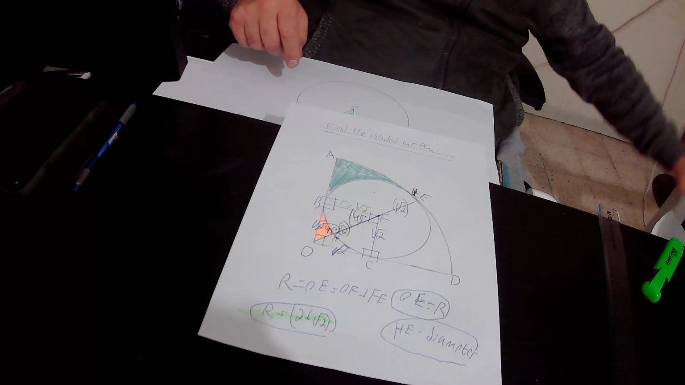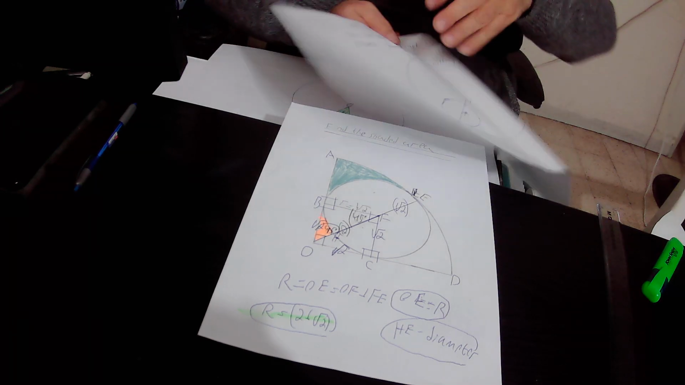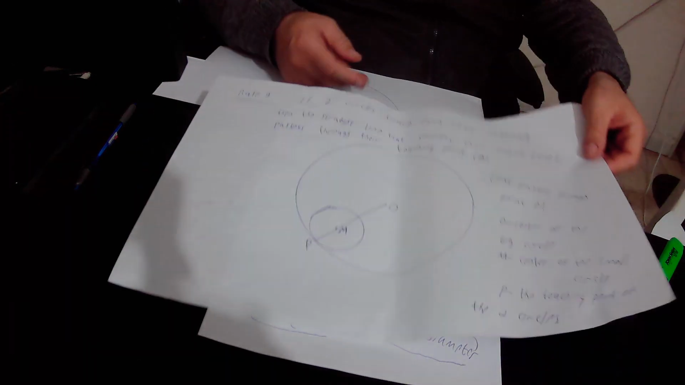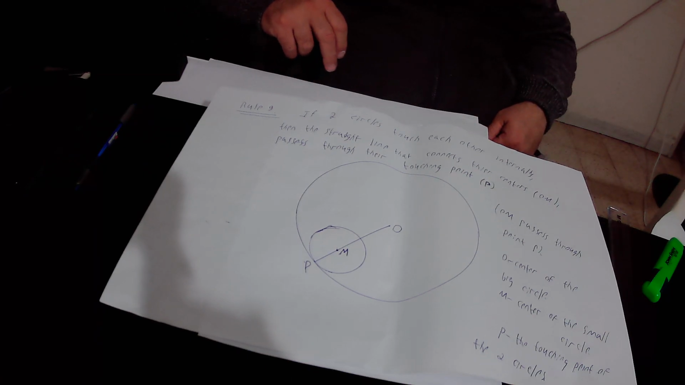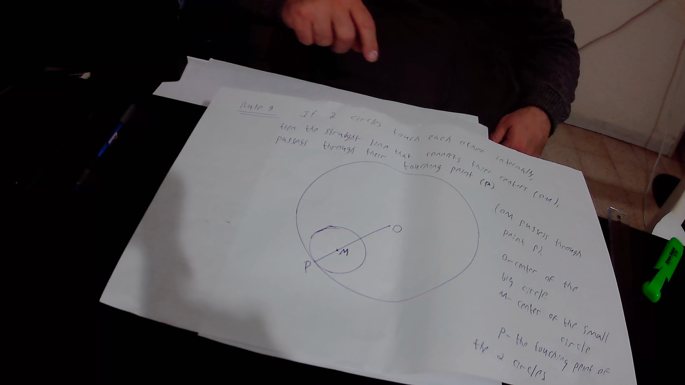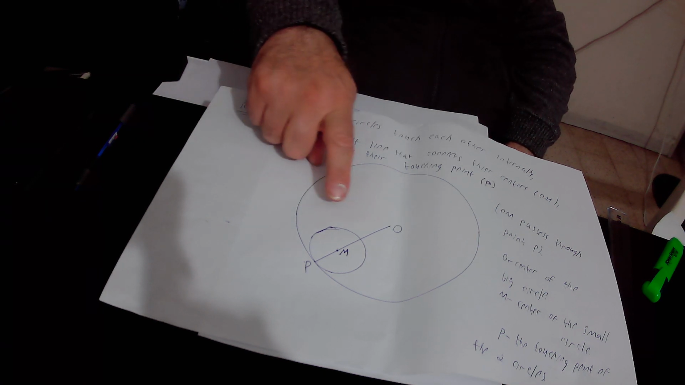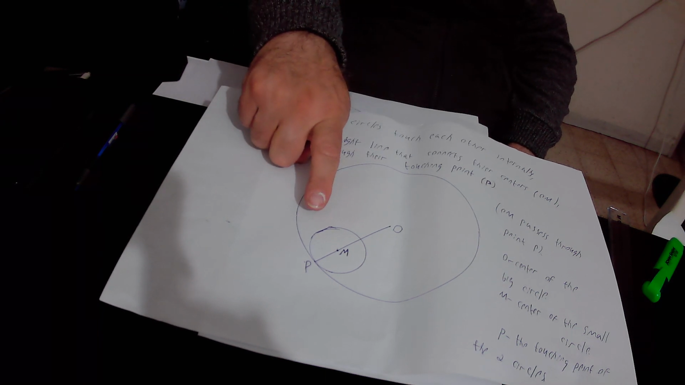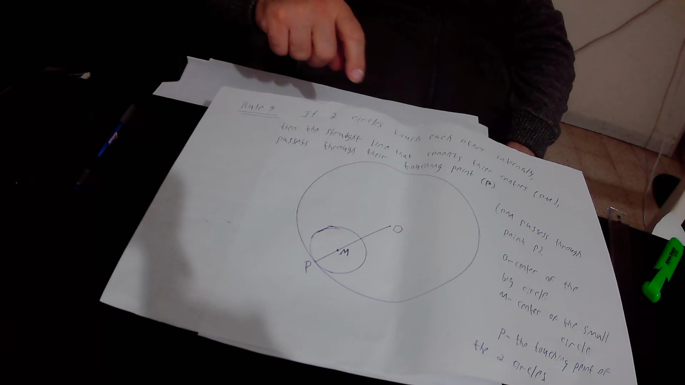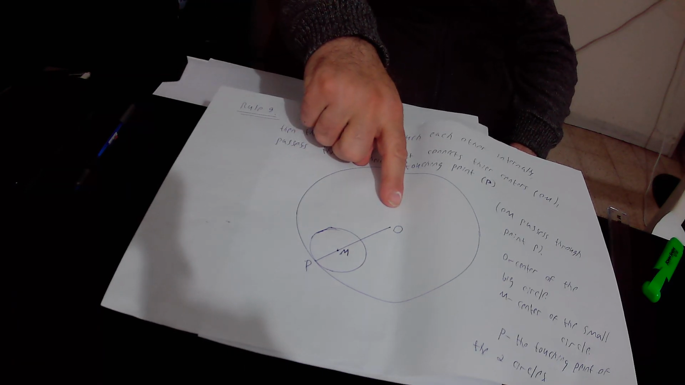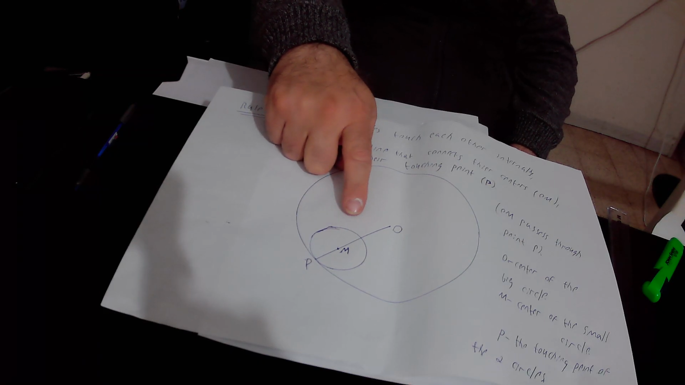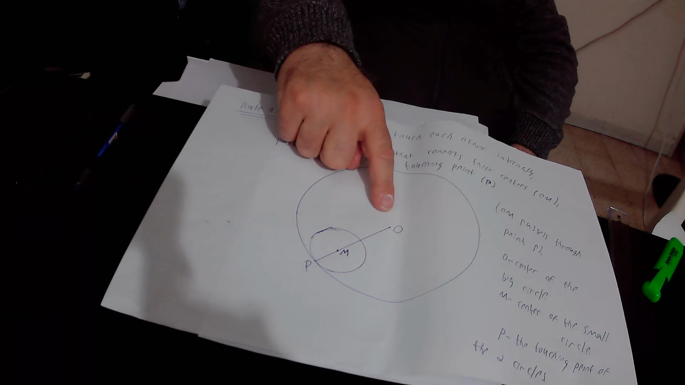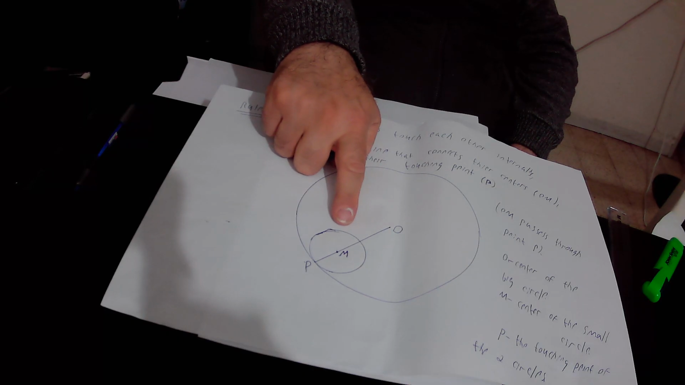According to rule 9, in the drawing we have those two circles that are touching each other internally at point P. The center of the big circle is O, the center of the small circle is M. The straight line that connects the centers together is the straight line OM.